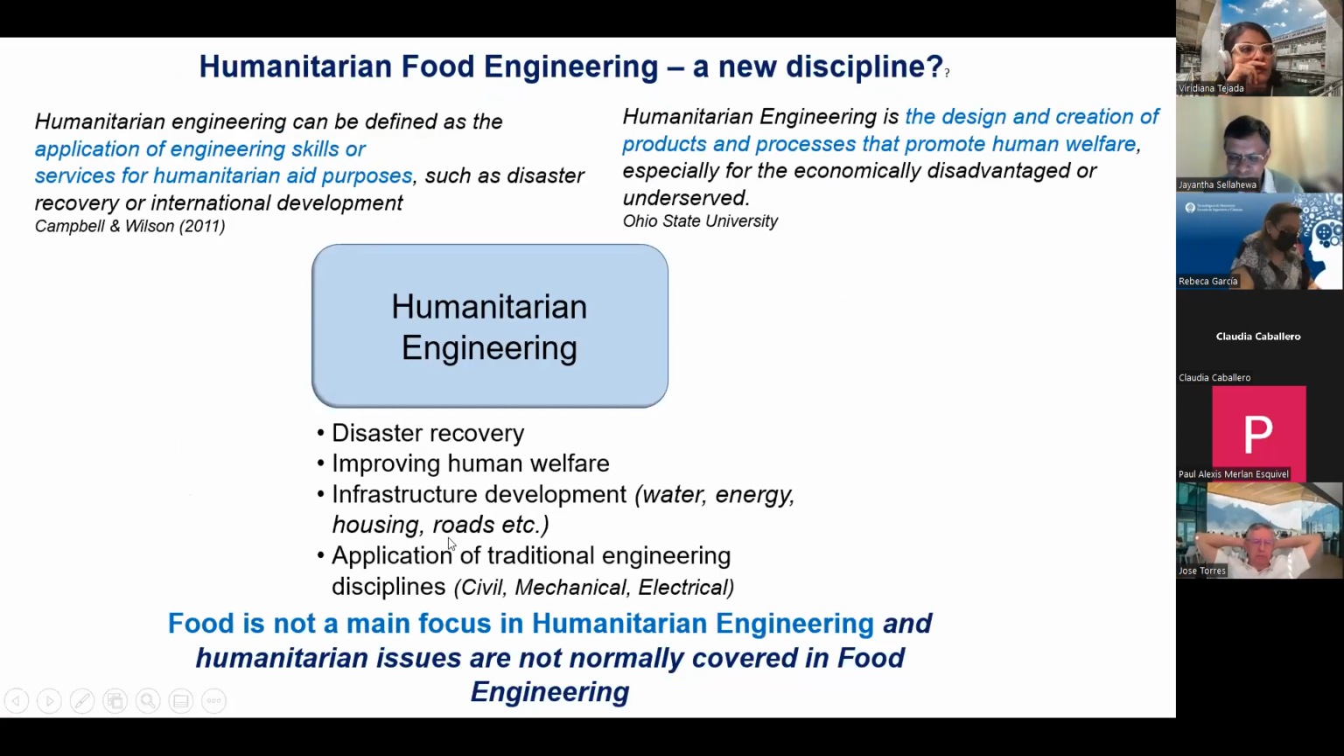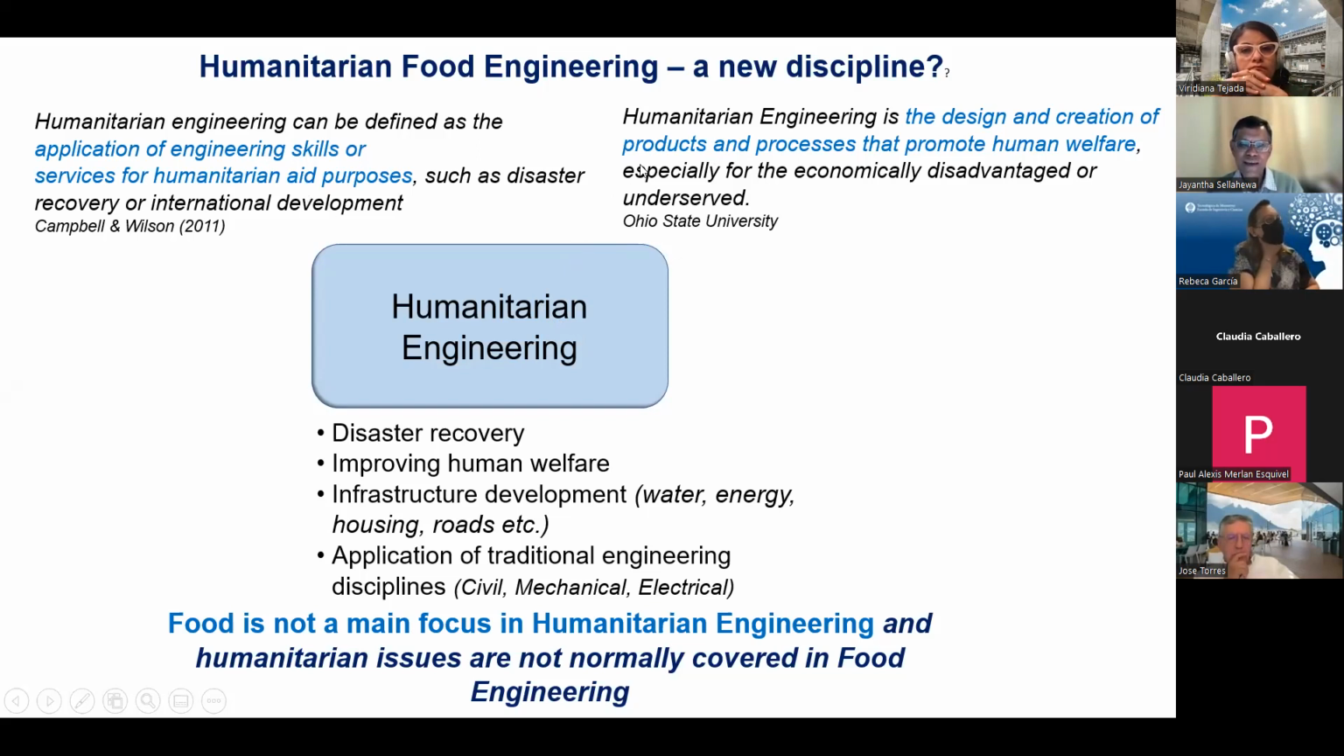So I want to finish with some thoughts on humanitarian food engineering. The question is, with everything that I mentioned so far, do you think there is a discipline? Can we define a discipline called humanitarian food engineering? Because it doesn't exist at the moment, at least as far as we know. Now, there is a discipline called humanitarian engineering, and there are many definitions, and there are many universities that teach humanitarian engineering, including Ohio State University.